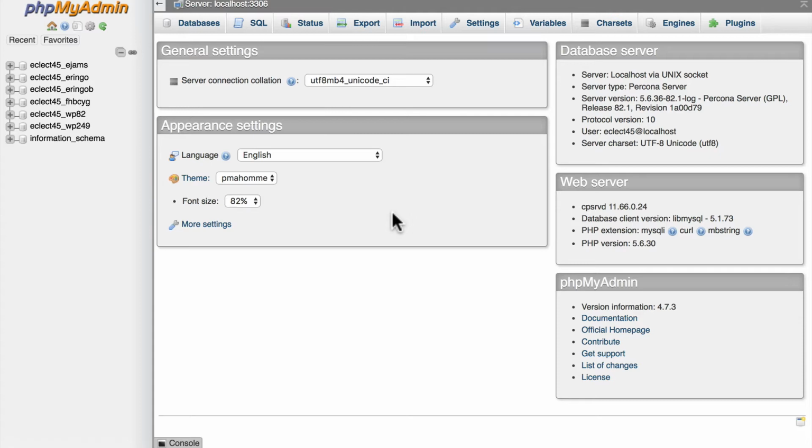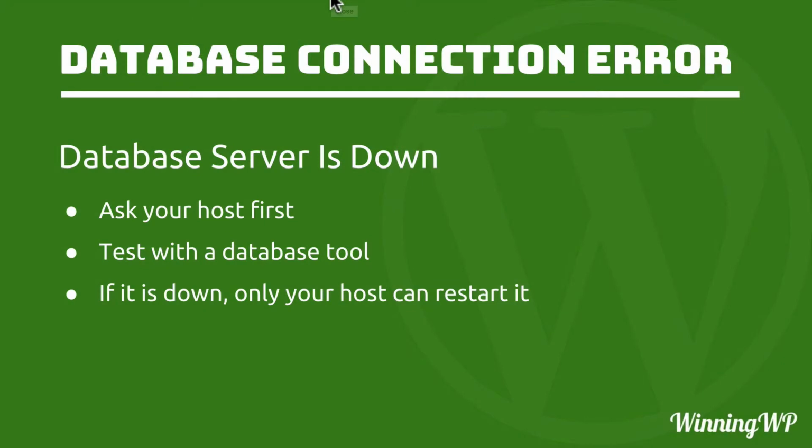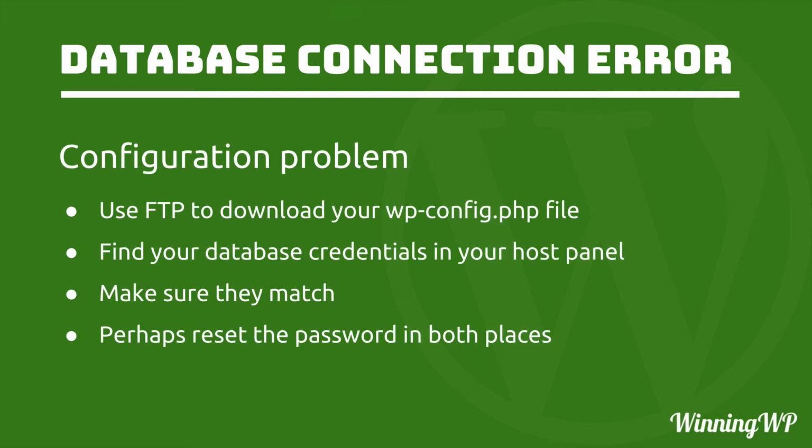You don't need to know how to read anything on this page. Just be able to load it and your database is working. However, if it's down, only your host can restart it. This is not something that they allow customers to have access to. So if it's down, make sure you get a hold of support as quickly as you can. If your database is fine, however, then it could be a problem in your wp-config file. Let's take a look at how to fix that.